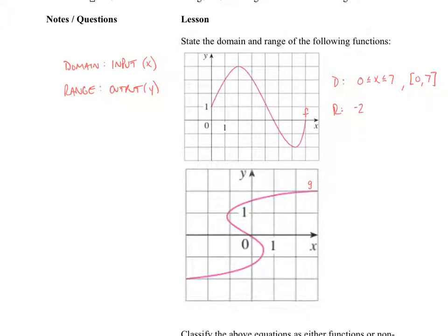So -2 is less than or equal to my y values, is less than or equal to, what is the largest value the function ever reaches? Well, it does go up to 4, but it never goes beyond 4, so is less than or equal to 4. And another way to write that would be closed bracket -2, 4. And the reason we're using closed bracket instead of parentheses is because our function does exist at 4 and at -2. It's not like it's just getting really, really close and then never actually reaching that value.